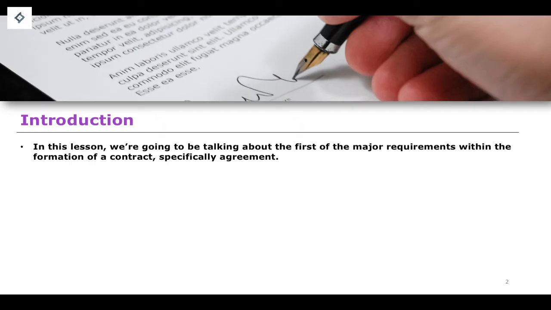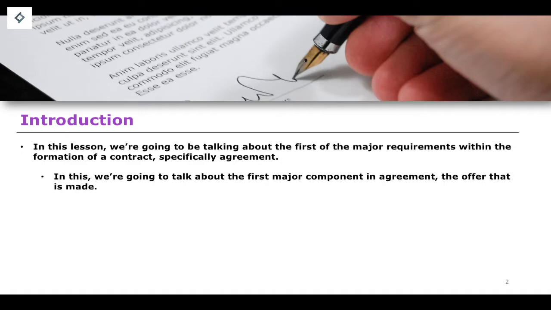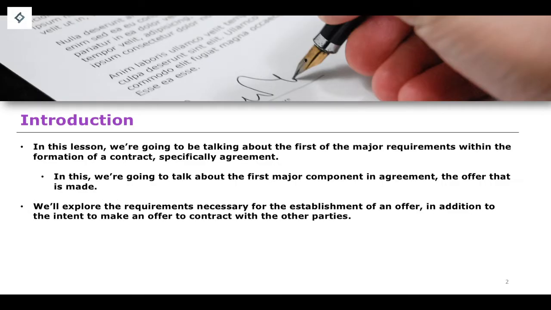This lesson is going to continue to talk about the first major requirement within the formation of contracts, this being the idea of an agreement, and talking about the first major component of an agreement, i.e. the offer itself, the concept of the offer. Now, we'll explore the requirements which are necessary to establish an offer, in addition to the idea that there has to be an intent to make an offer to contract with the other parties.